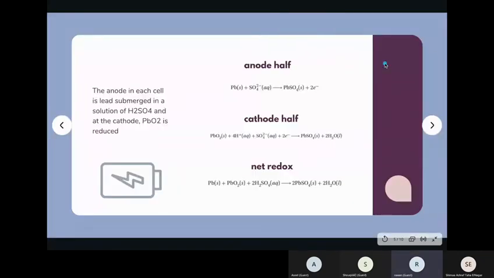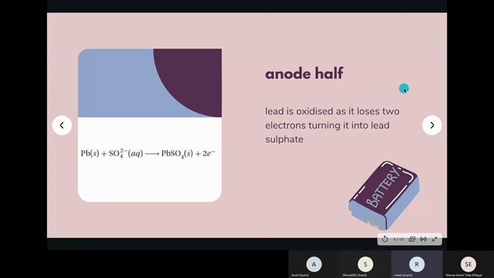Okay. The anode in each cell is lead submerged in a solution of H2SO4, and the cathode is lead oxide, which is reduced. These are the equations. So the anode half has lead plus sulfate gives you lead sulfate, and 2 electrons are lost. Lead is oxidized as it loses 2 electrons, turning it into lead sulfate.